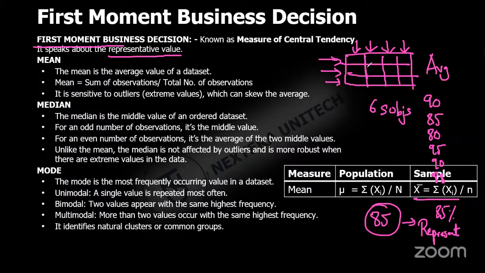You take any column data, if you want to calculate the representative value, how are you able to do it? Using the first moment business decision. It is also known as measure of central tendency. We calculate the center value. We have some measures for this, which is nothing but mean. What is mean? Mean is nothing but average only. What is the formula for mean?